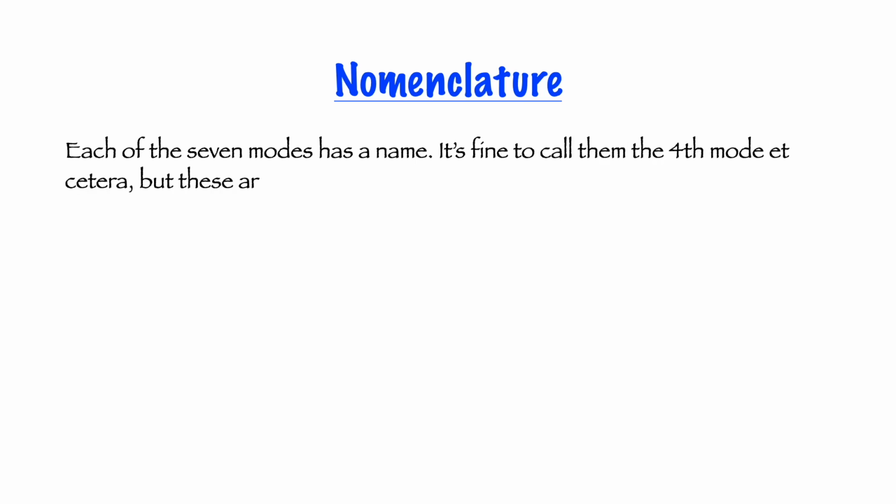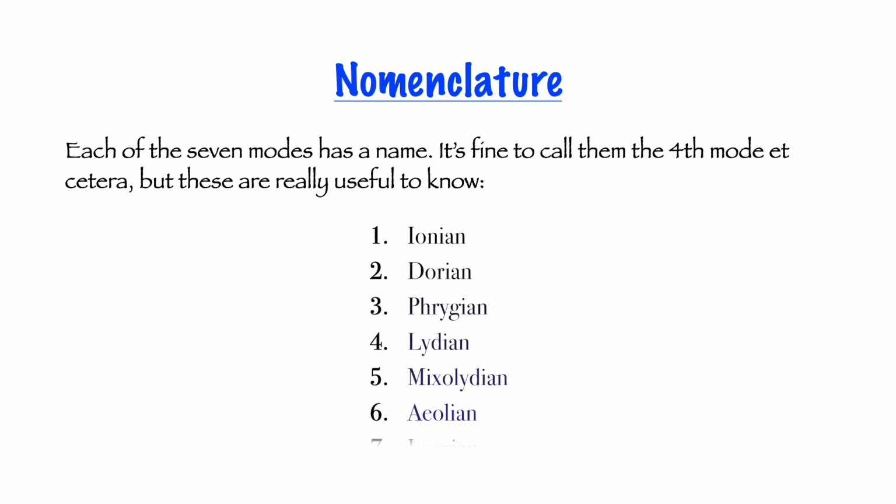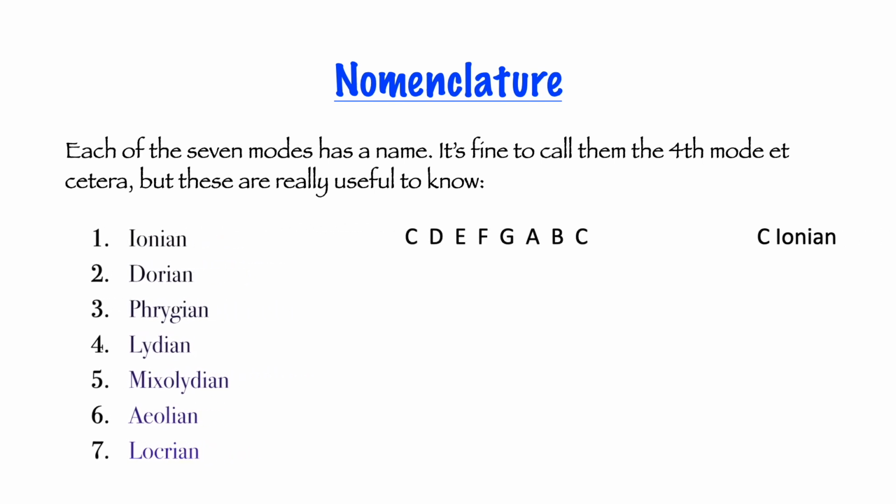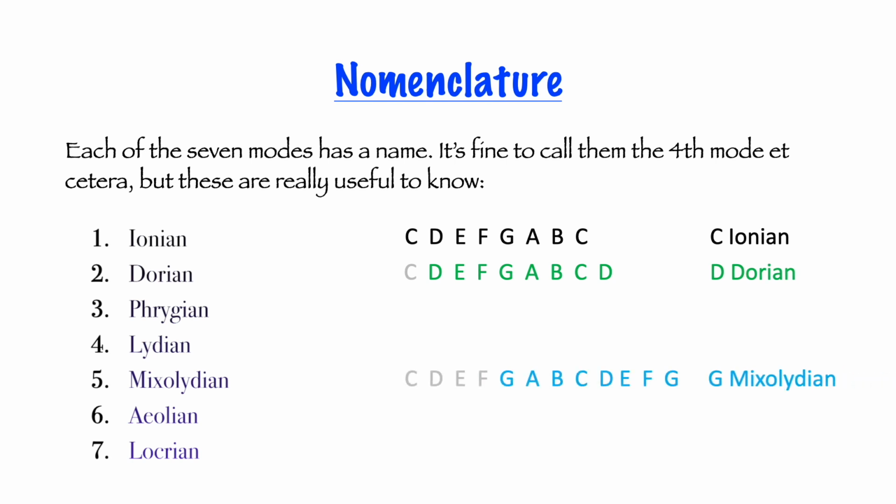It's fine to call them like the 4th mode, etc., but they actually have got a name: Ionian, Dorian, Phrygian, Lydian, Mixolydian, Aeolian, Locrian. For example, in C major, if the music starts and ends on C, this is called C Ionian. If the music starts and ends on D, this is called D Dorian. If the music starts and ends on G, this is called G Mixolydian.